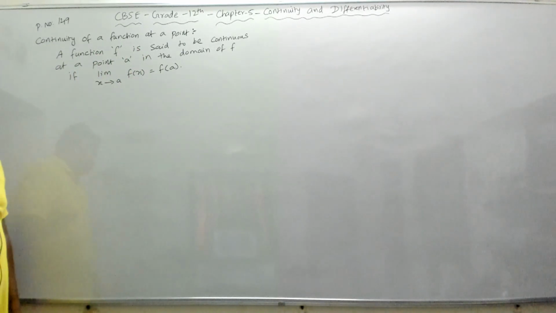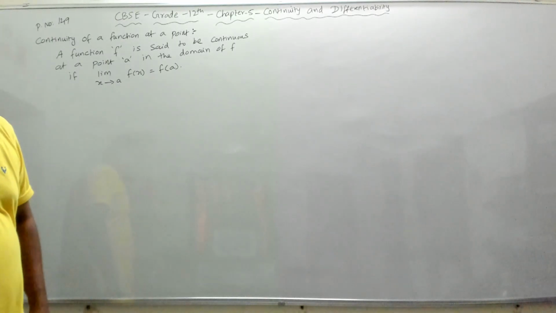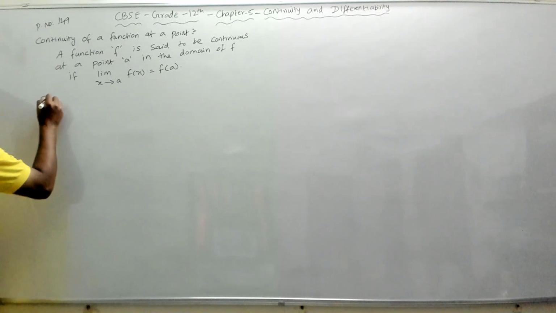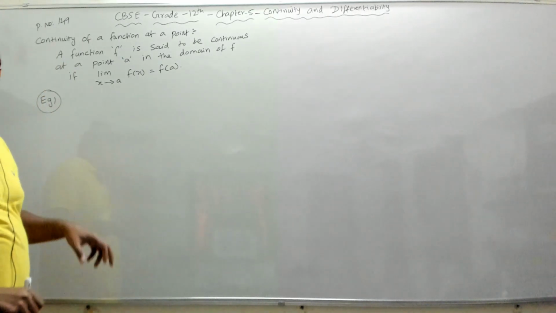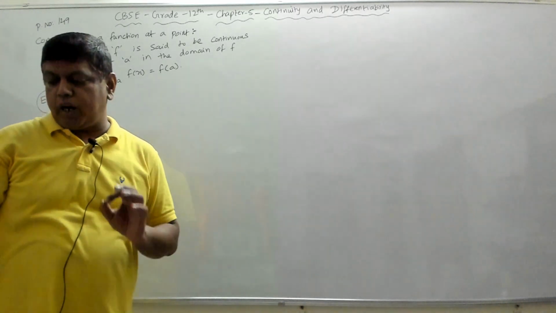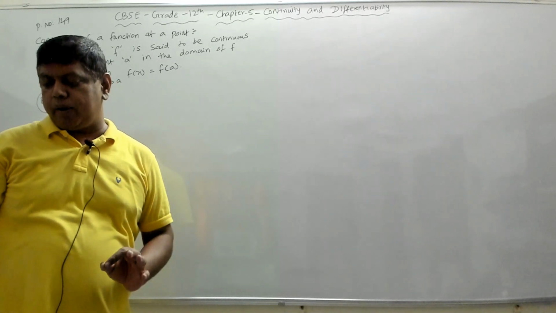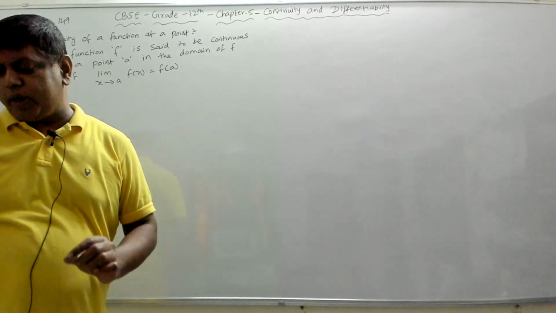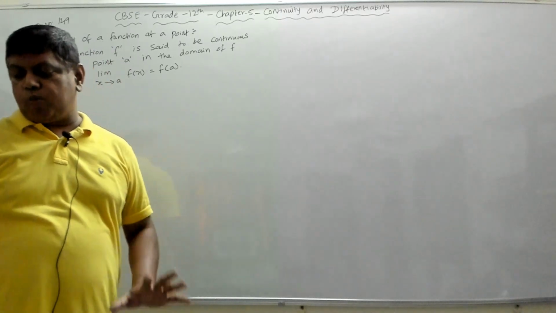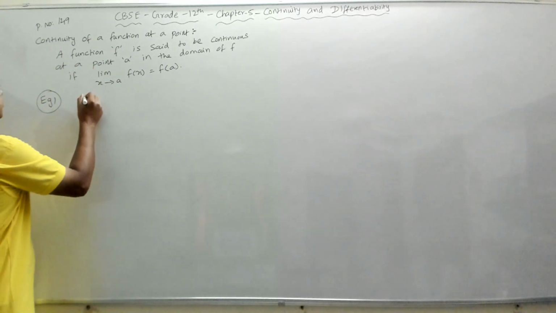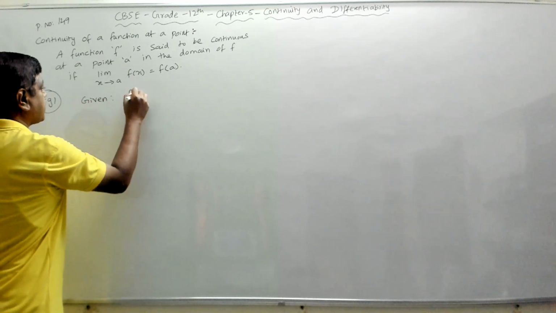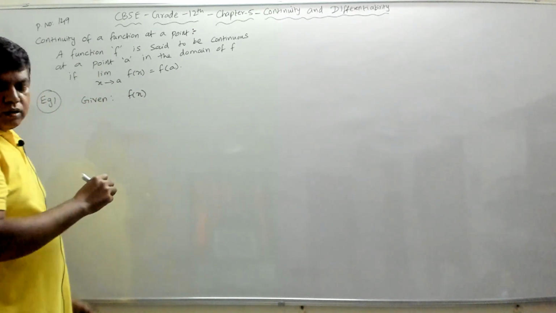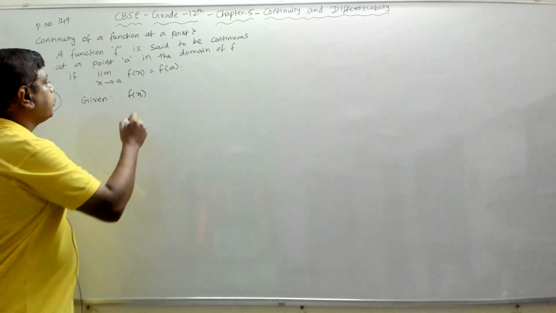Now let's go to example 1 in your textbook, page number 149. It says check the continuity of the function given by f of x equal to 2x plus 3 at x equal to 1. So the given function f of x is 2x plus 3.